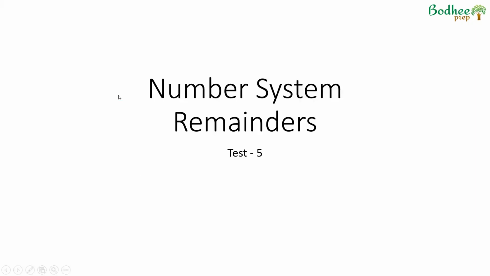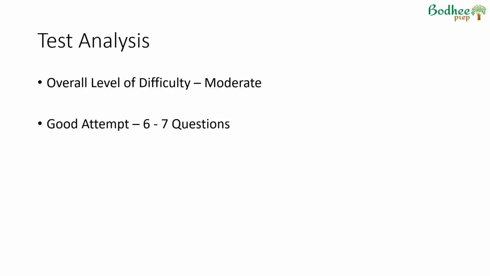This video specifically is about topic remainders, test number 5. Overall, this test was a moderate level of difficulty test, and any attempt of about 6 to 7 net questions correct would give you a 95 plus percentile if this was the exam. Attempt time here should be somewhere around 20 odd minutes for the simple reason that there are fewer questions where cases were to be formed. And therefore 20-minute attempt time should be good enough.